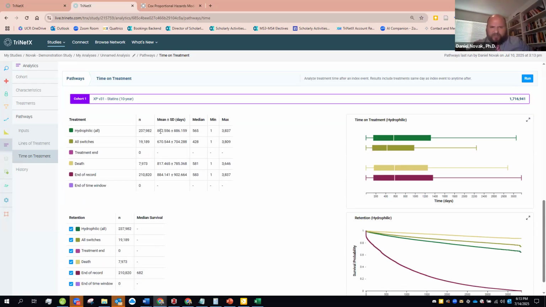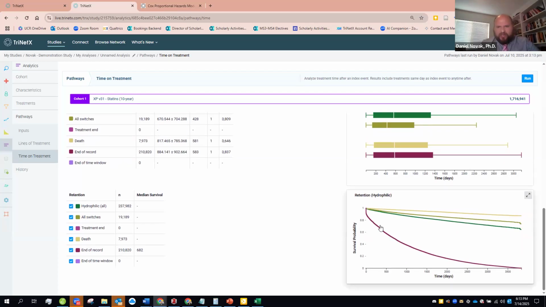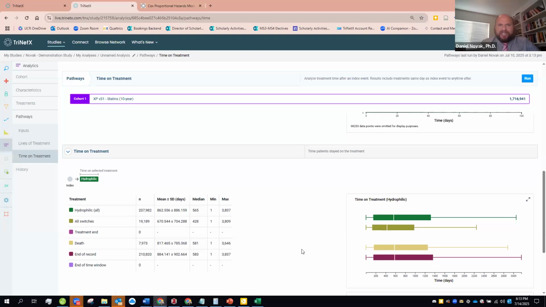Well, you just click on that sunburst diagram button, and it'll show you what's going on with the lipophilic people. So we tend to be, in this case, on for 862 days, plus or minus 886 days. You can see here as well, some people drop out of the record over time, and otherwise people in the hydrophilic tend to stay on it. I guess as they get older, maybe they're taken off of it if they're out of the woods or something like that.